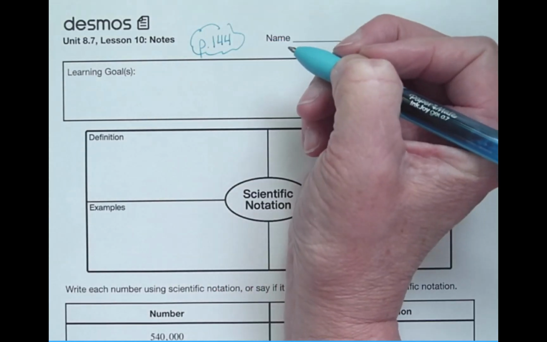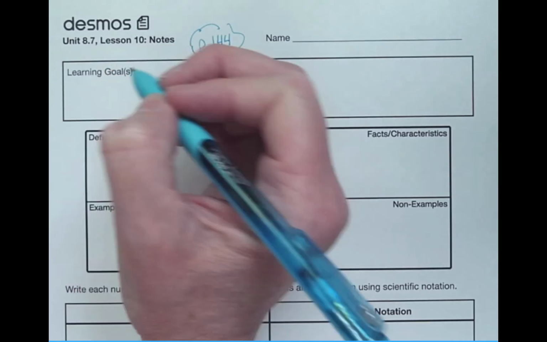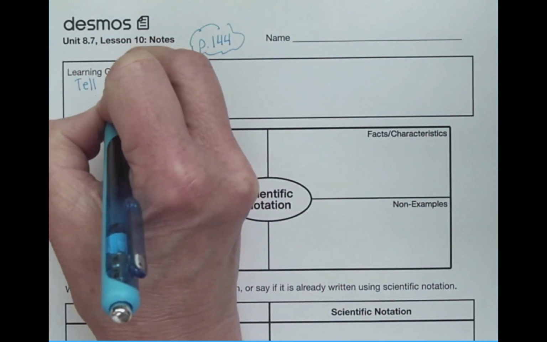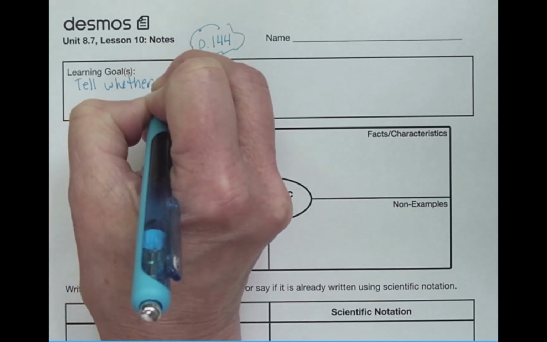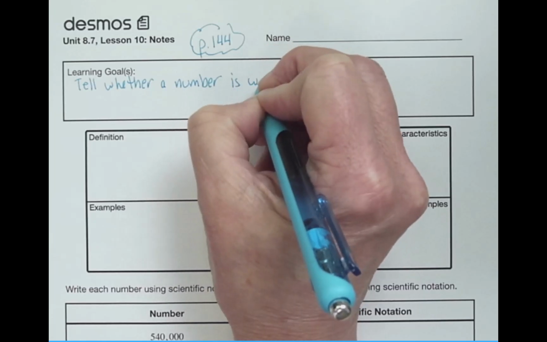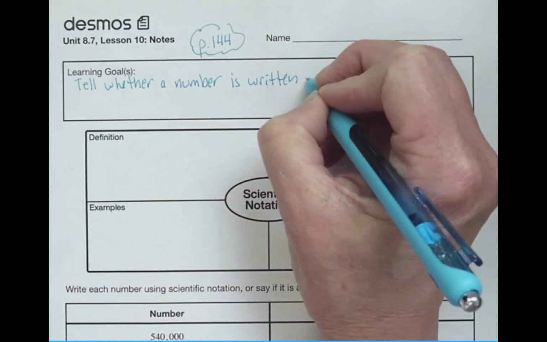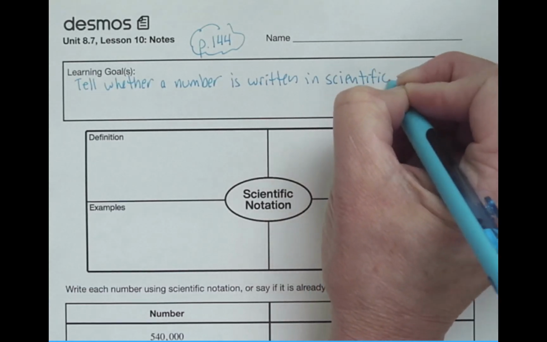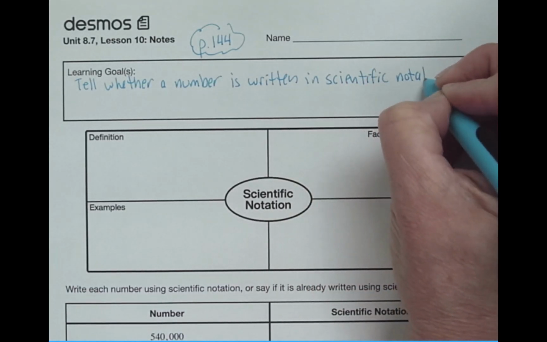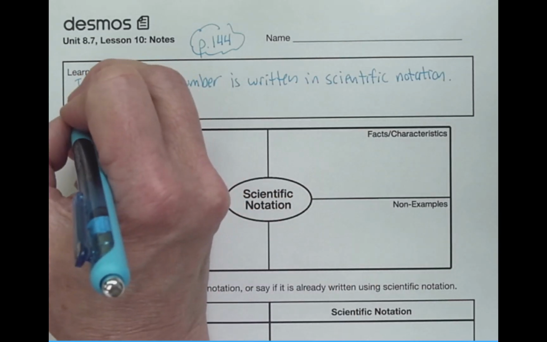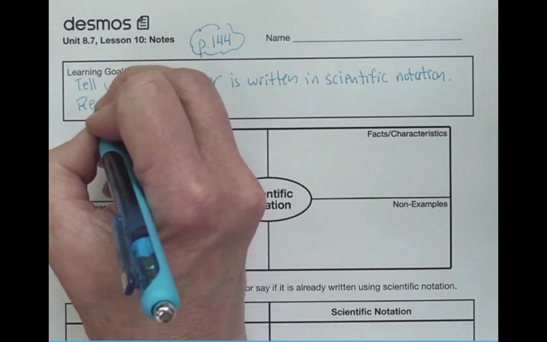in your workbooks, and we have those two learning goals: to tell whether a number is written in scientific notation, and also, we're going to be rewriting some large numbers and some small numbers using scientific notation.